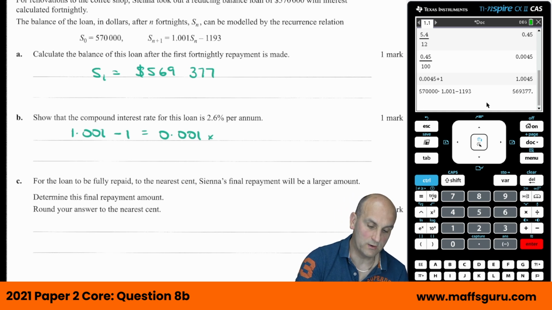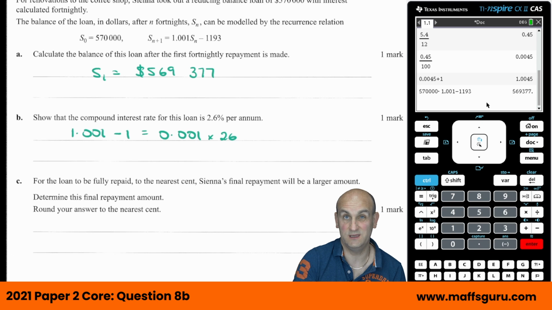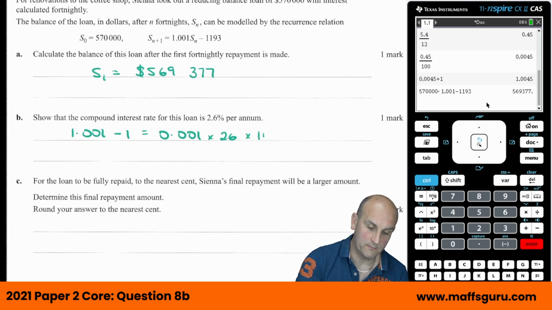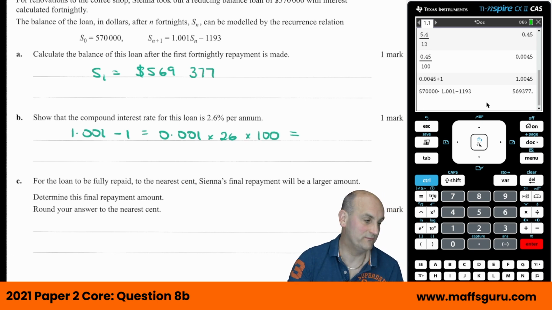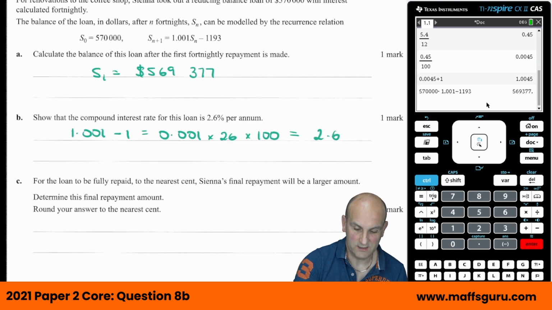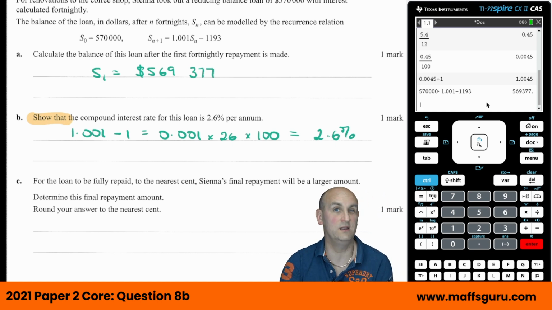I'm going to multiply that by 26 to give me a year. And that's going to then multiply by 100 to give me a percentage, which gives me the 2.6. And because the question said "show that", you had to show your calculation, all right? VCAA are very, very clear on "show that" questions.